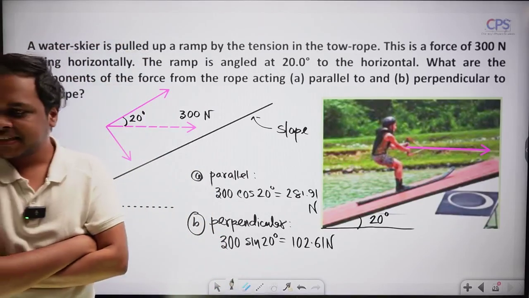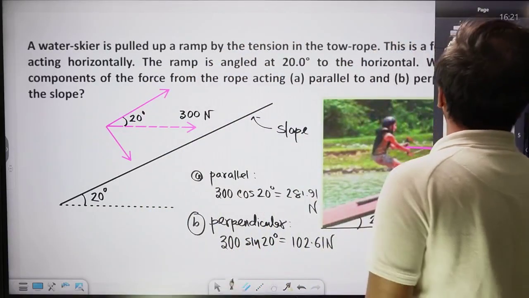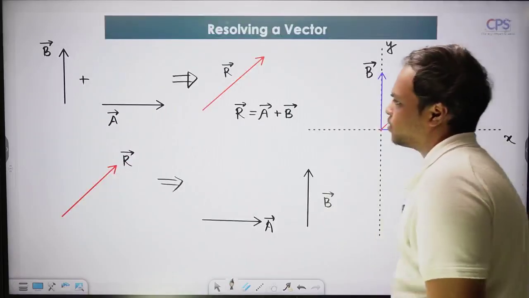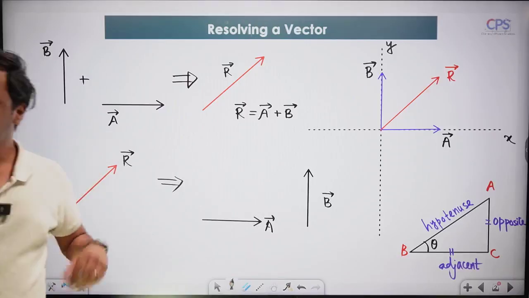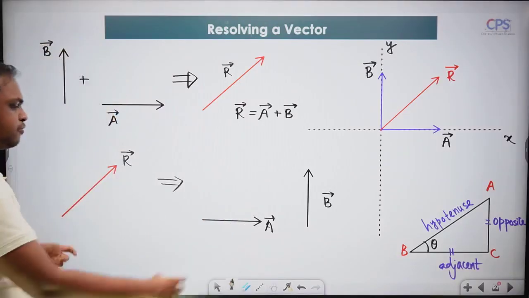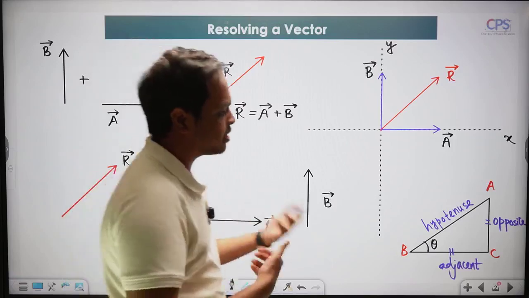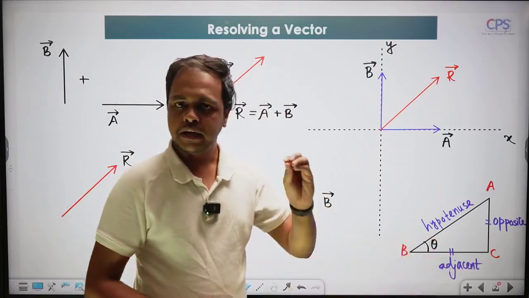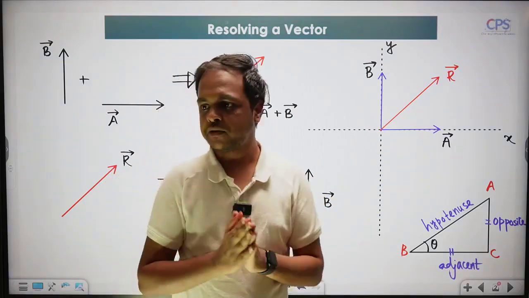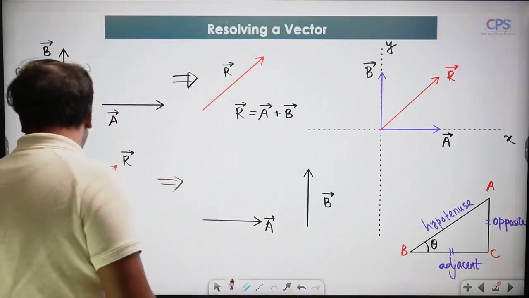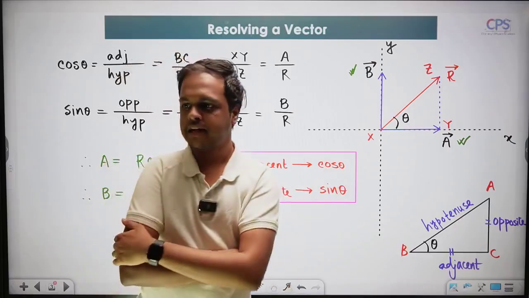Okay. So that's it. If I just summarize what we have learned in this lecture, we try to resolve this vector into two perpendicular vectors, so that if we add up this one and this one, we get R. So for this reason, we used the help of a right angle triangle, and we used the sine ratios and the cosine ratios. And these are the things that you have studied from your childhood. So for adjacent we need cosine of theta, and for opposite we need sine of theta.